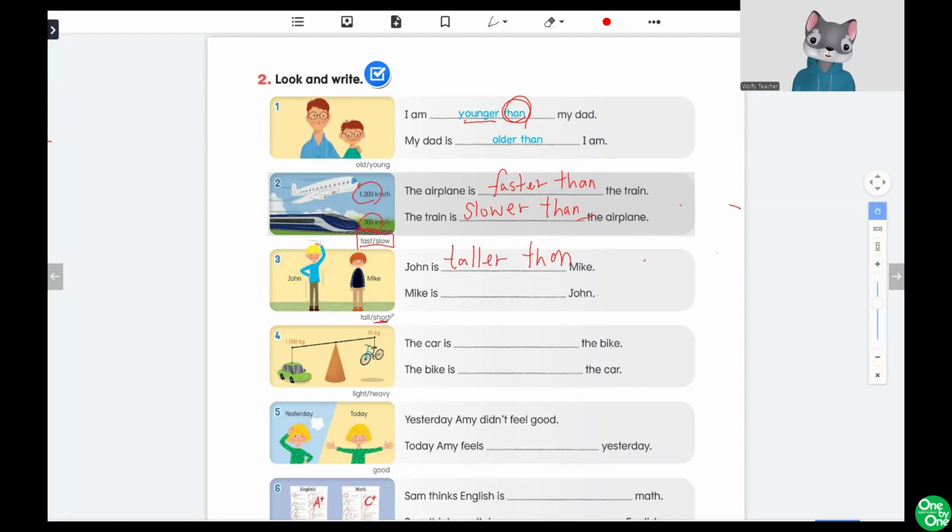Okay, so it's going to be short. So what do we need to say? Mike is shorter. Very good. Than John.